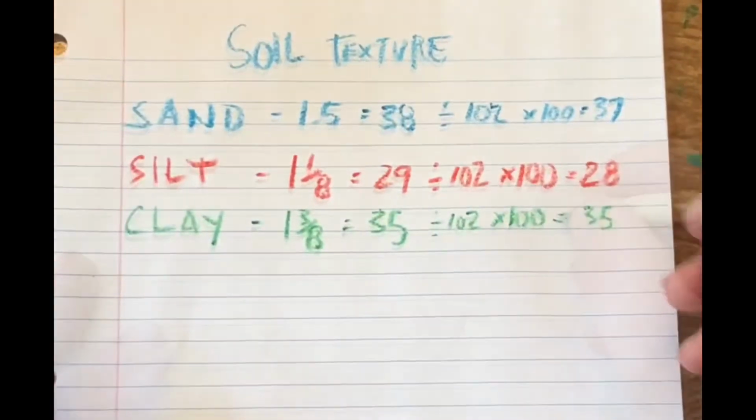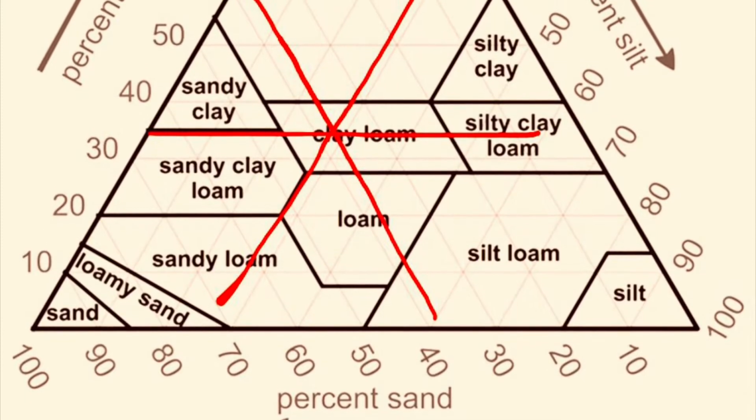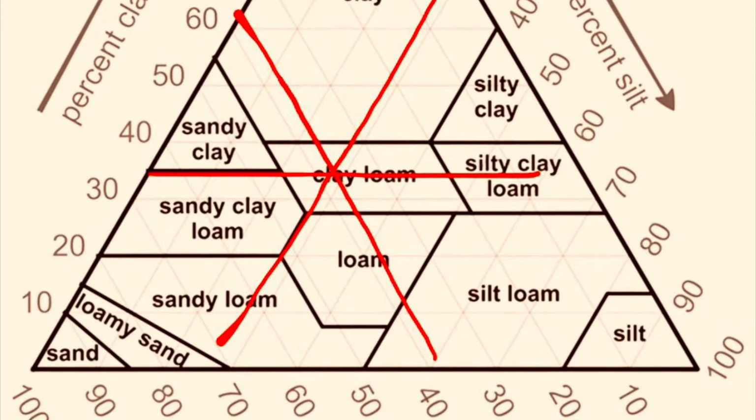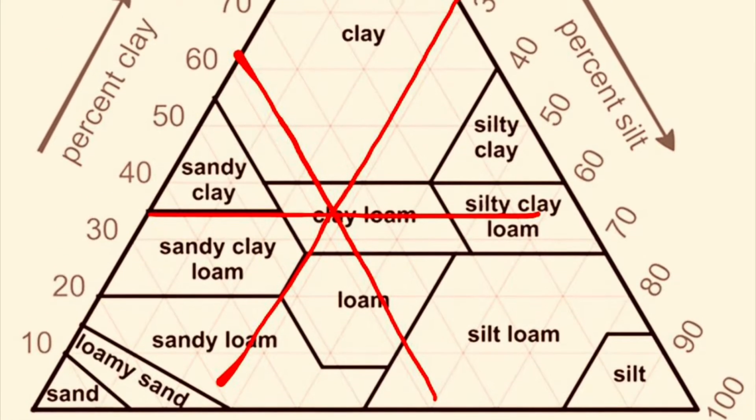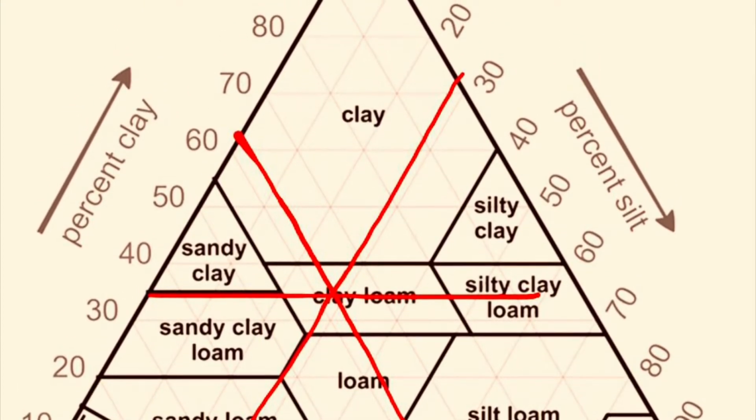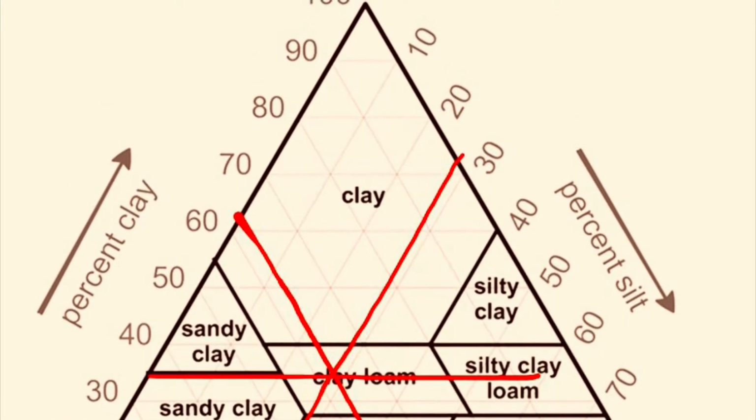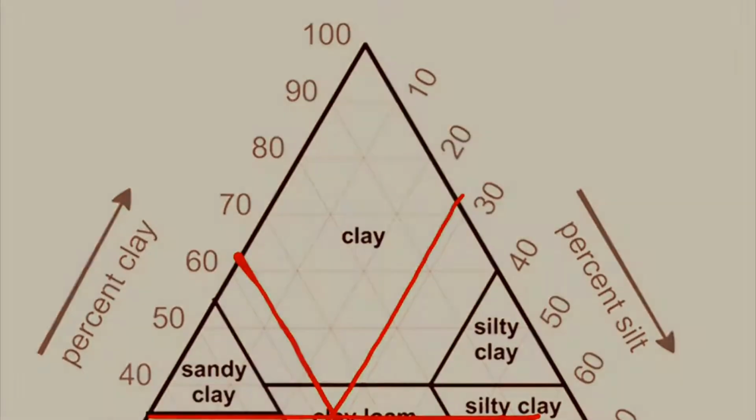Now let's look at the triangle here. You go to the bottom of the triangle, you draw a line up and to the left where you find your percentage of sand. You go to the silt side, you draw a line down and to the left. And on the clay side, you draw a line straight across to the right. Where those three lines intersect, that is your soil texture.